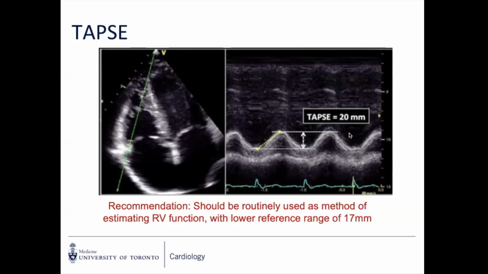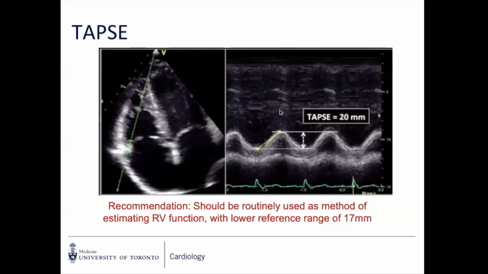It's partially representative of global RV function, but there have been studies demonstrating that it has good correlation with radionuclide acquired RVEF. And so, as I mentioned, the lower reference range is 17.